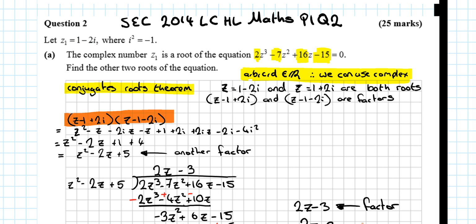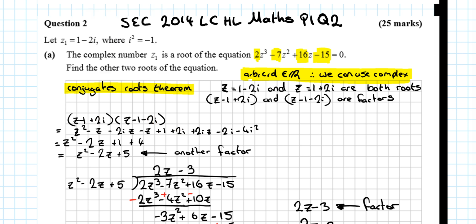Or if I were to multiply them together, so z by z is z squared, z by minus 1 is minus z, z by minus 2i is minus 2iz, minus 1 by the second bracket is the whole second bracket, just the signs have changed, so it's minus z plus 1 plus 2i, and then the last one, 2i by the entire second bracket. 2i by z would be 2iz, 2i by minus 1 would be minus 2i, 2i by minus 2i is minus 4i squared.